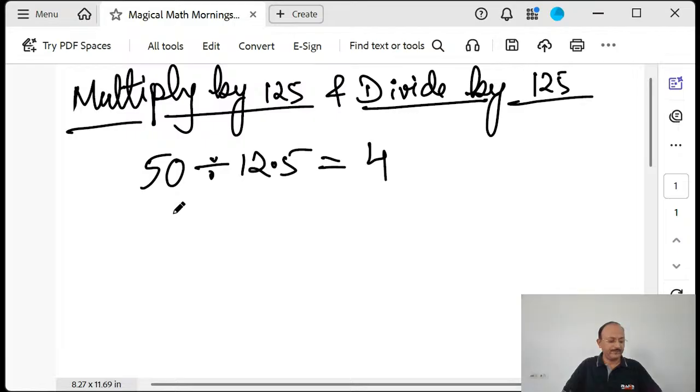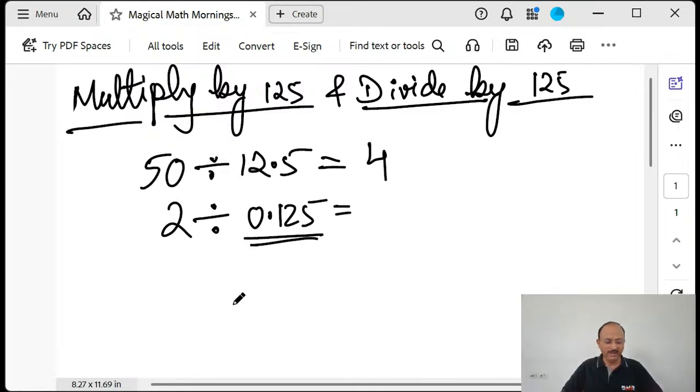Let's take this. 2 divided by 0.125. Try this. First convert this denominator into 125 by shifting the decimal 3 places. It should not be very difficult. It will become just 2000 by 125. Yes, it is. 2000 divided by 1000 is 2, into 8 is 16, like you typed. It is the correct answer.